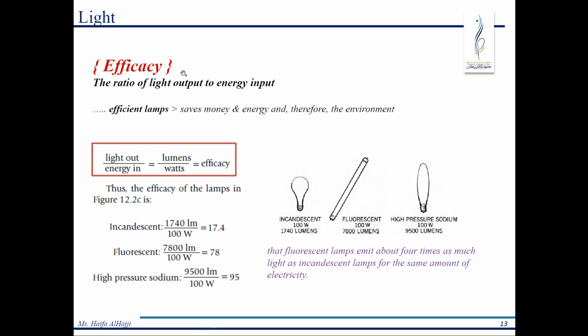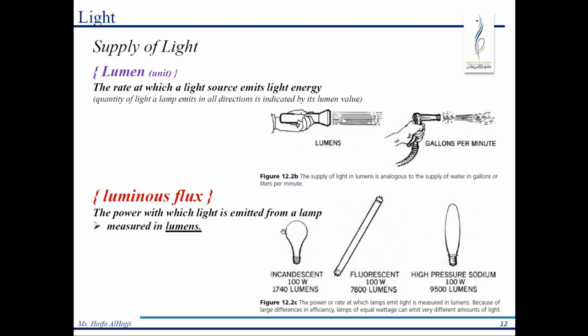So as I introduced to you earlier, the term efficacy. Efficacy just describes the efficiency actually of the light source. For example, in here, the incandescent lamp, the fluorescent lamp, or this high pressure sodium lamp. Now, as we've seen from the previous slide, while we are using 100 watt for each one of them, this one is producing the most light. So we can tell that this one is actually the most efficient.